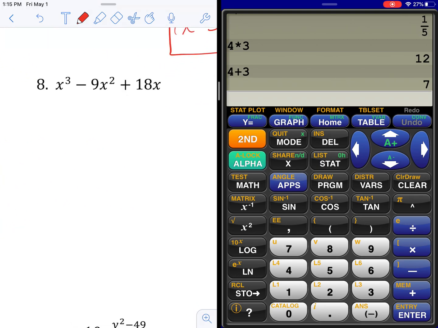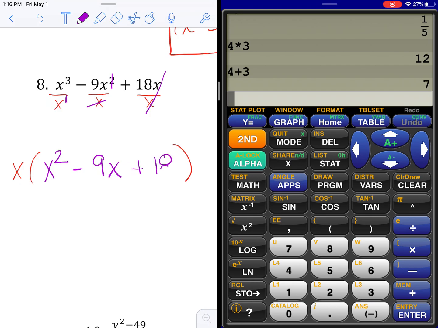All right, moving on to number 8. Again, ask yourself, can I take out a greatest common factor? And this time, all 3 terms share an x. So I can divide x out of all of them. So that is my GCF. So 3 minus 1, that would be x squared. One of those x's cancels with one of those, so I get minus 9x, and my x's cancel, and you end with plus 18. 3 terms.